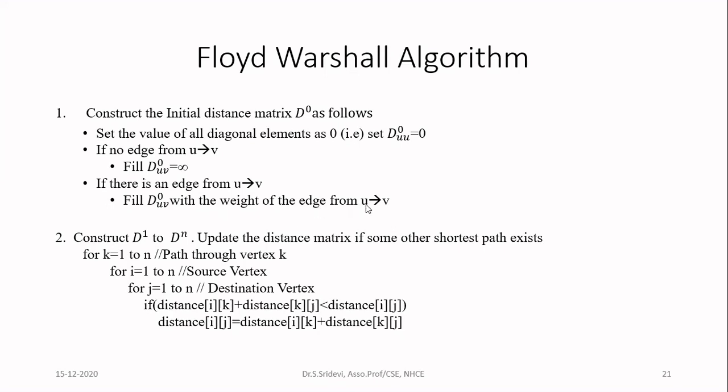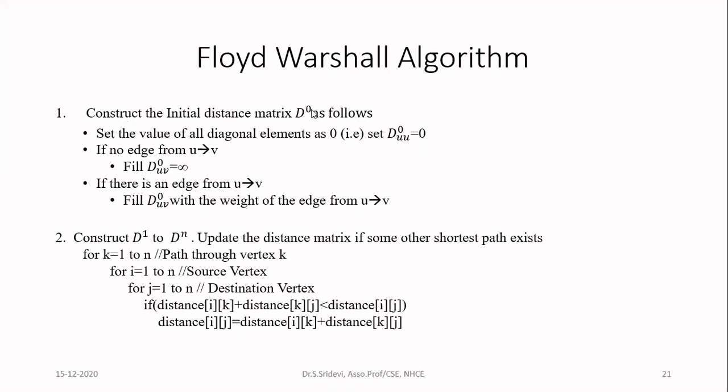So currently I'm considering the edge from node u to node v. So I have to fill D[u][v] in the 0th matrix with the particular weight available in the edge that you are going to fill. This is how we are going to construct the initial distance matrix D0.